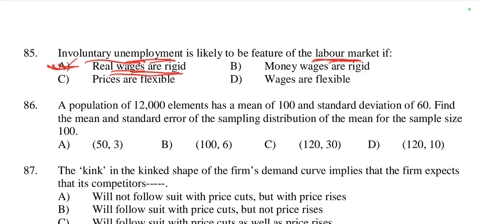When real wages are rigid, what happens? They don't adjust to changes in demand and supply. That leads to situations where workers are willing to work at the prevailing wage rate but cannot find employment. So this creates involuntary unemployment. So the right option is real wages rigid.